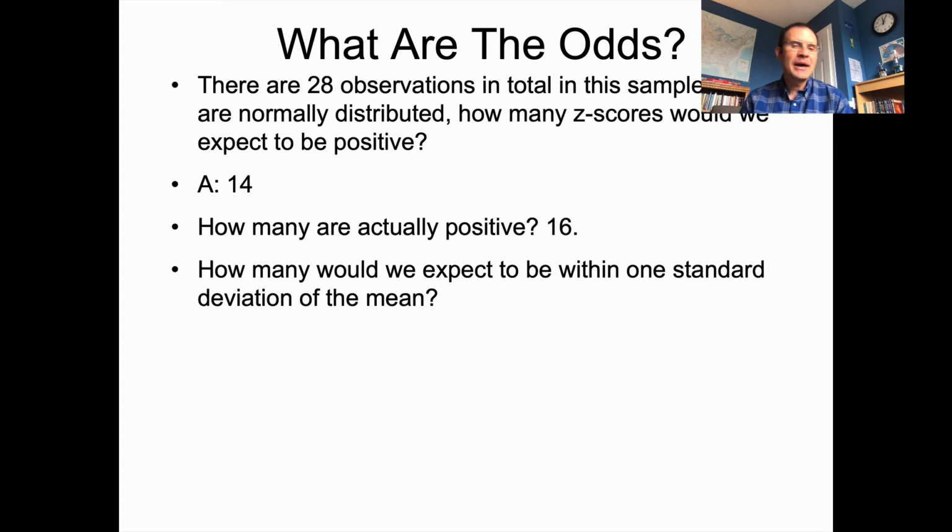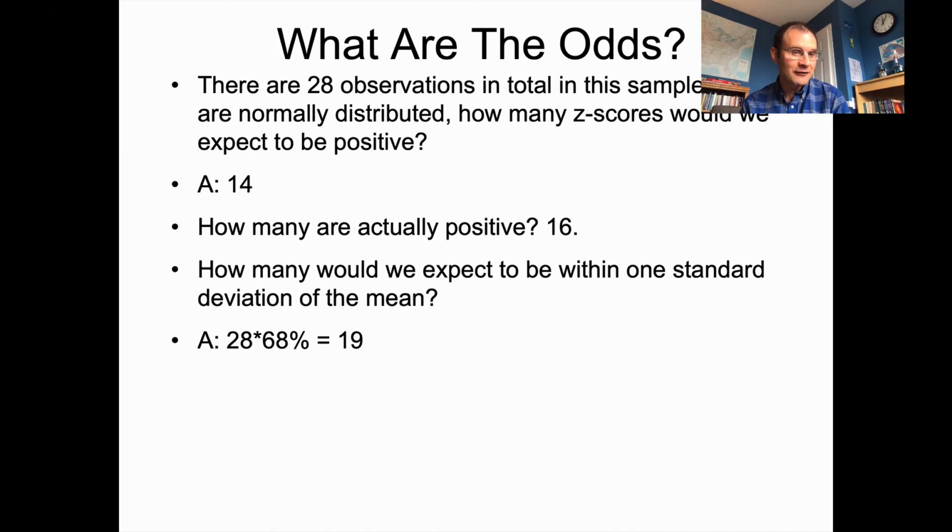Hopefully you're not running out of batteries, and hopefully you remembered that the rule of thumb there is that you should expect 68% of a normal distribution to fall within one standard deviation of the mean. So in this case, the way to get the answer is to multiply 68% by 28, which is the number of observations in the sample, and then you get a number of 19. So you'd expect 19 to be in that range.